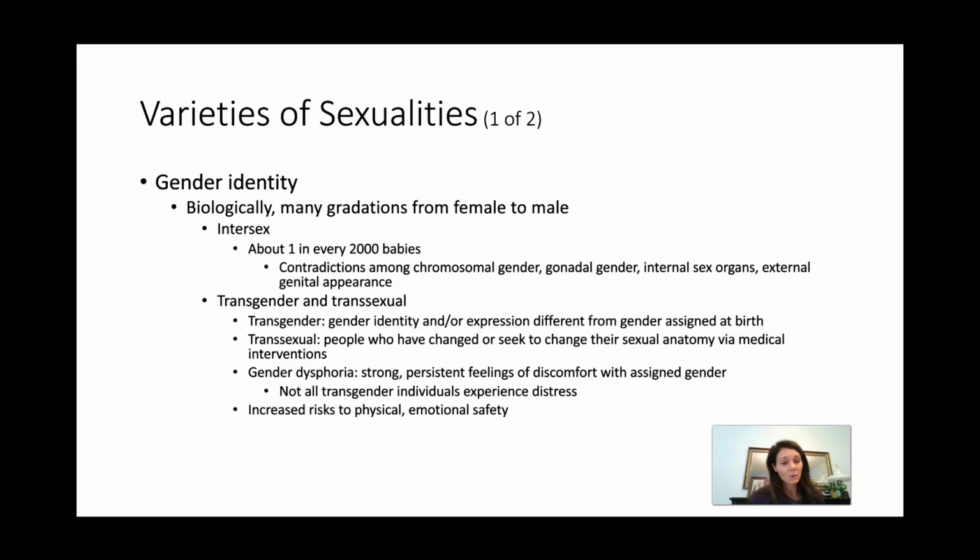In other cases, we may not realize that some people are intersex until it's time for them to hit puberty, and they don't. Or maybe they're a young adult and they have discovered that they're infertile because of this biological condition. Transgender and transsexual are two different things. Transgender means that your gender identity and/or your expression of that is different from the gender you were assigned at birth. Transsexual, on the other hand, refers to people who have changed or are seeking to change their sexual anatomy through medical interventions.